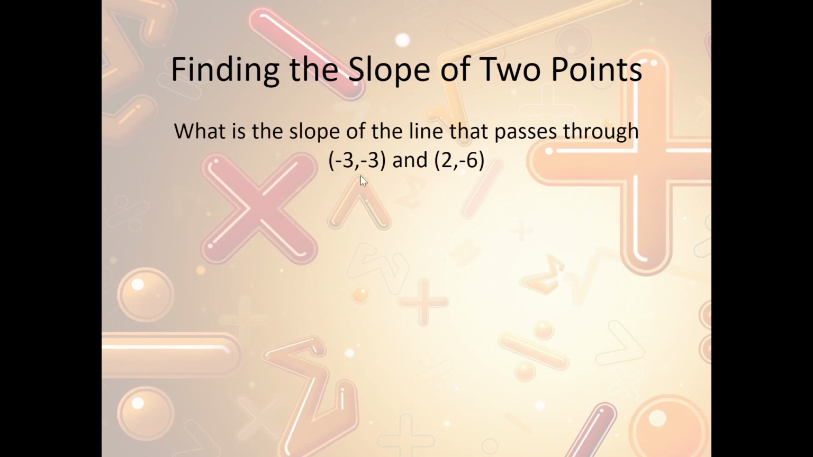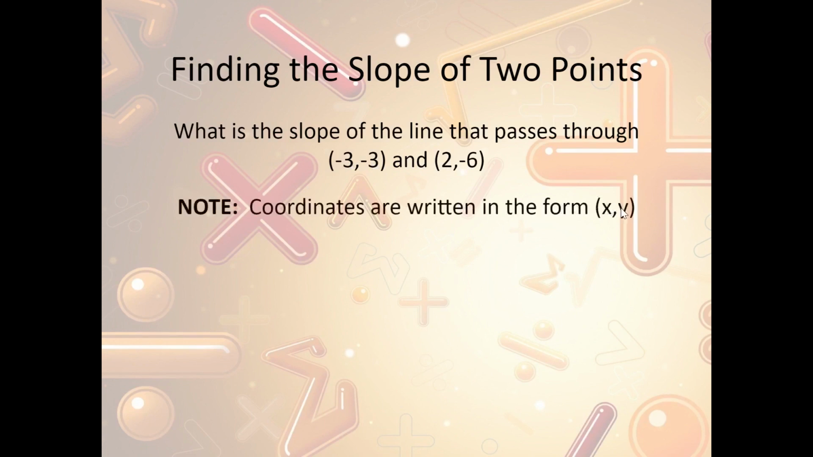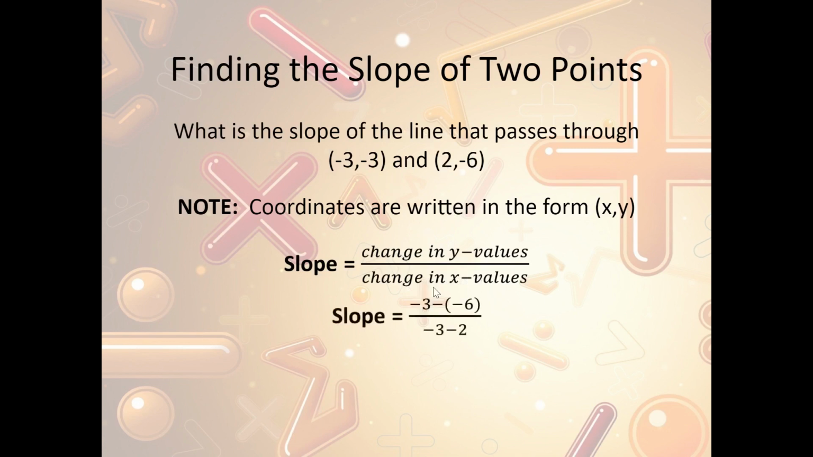So what is the slope of the line that passes through (-3, -3) and (2, -6)? Again, coordinates are written as x and y. So this is my x, this is my y. This is my x, this is my y. And slope is change in y over change in x. So I'm going to calculate that by subtracting my y values first: -3 minus -6. And then I'm going to subtract my x values: -3 minus 2.